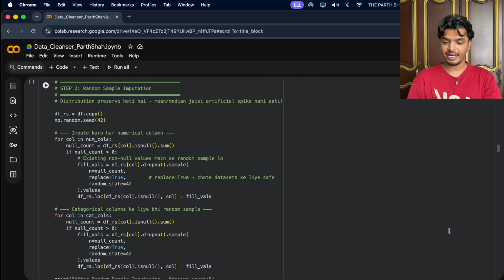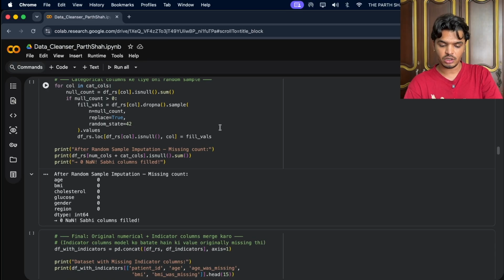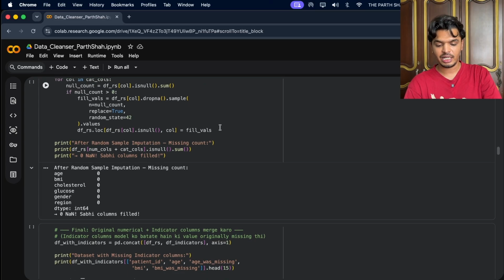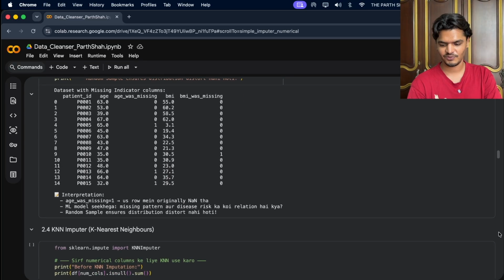Second technique, random sample imputation. Instead of filling with the same mean every time, I randomly sampled values from the existing non-null values of each column. This preserves the original distribution, with no artificial spikes at the mean. I used replace equals true for the sample call. This allows the same values to be picked multiple times when we need more fill values than available data points. After this, 0 null values remain in the column.